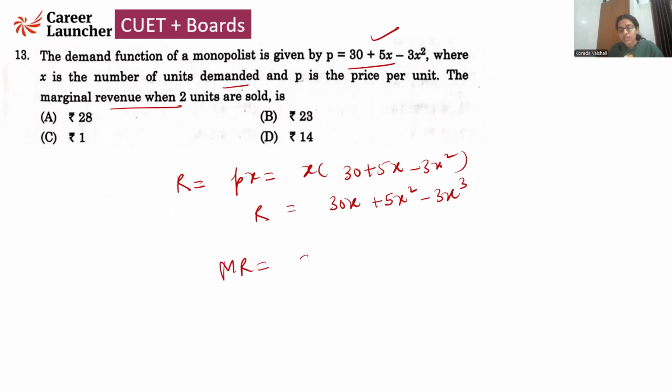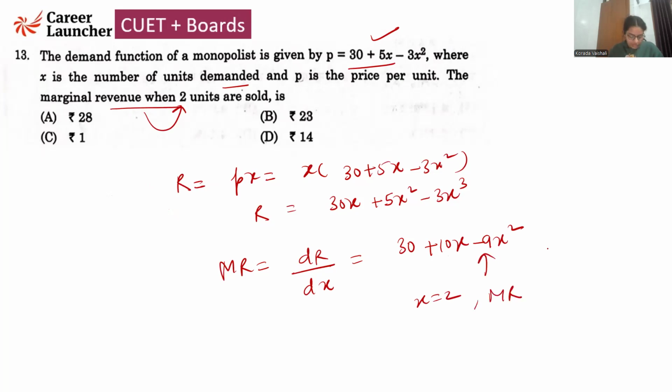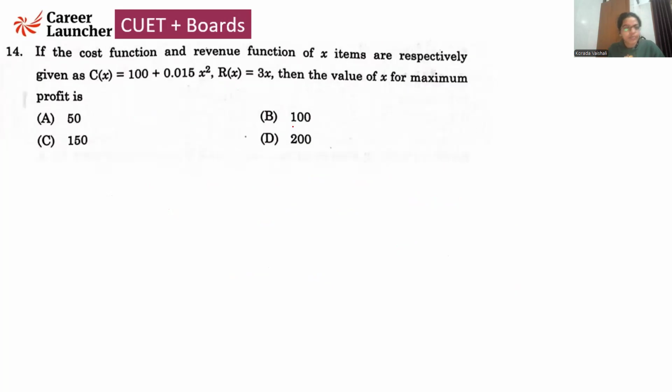Now marginal revenue is nothing but the derivative of my revenue function. So I'm having 30 plus 10x minus 9x squared. Now we need to calculate the same at x equal to 2 over here. So let us just substitute the value and see what we are getting. If you solve this further down, you will get 14 as the answer, upon substituting x as 2. So this is the answer for question 30.